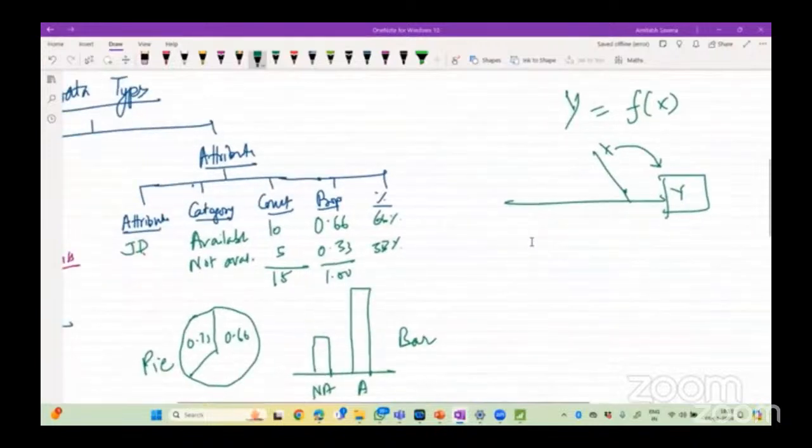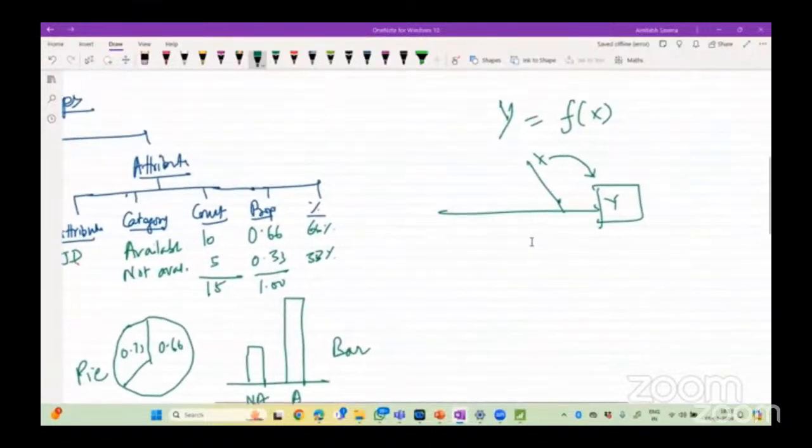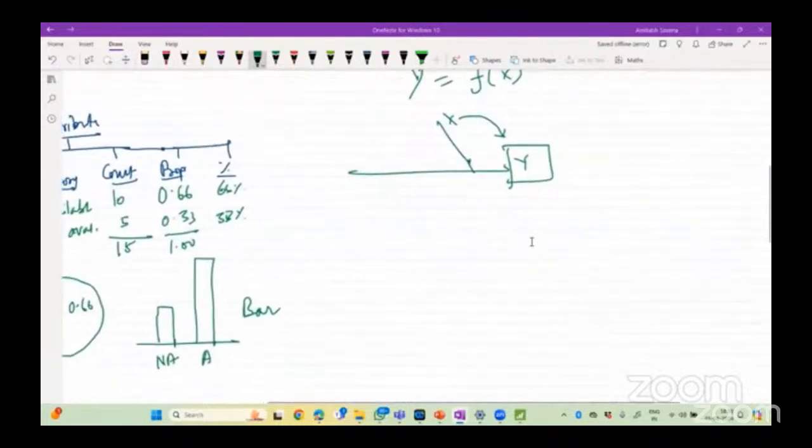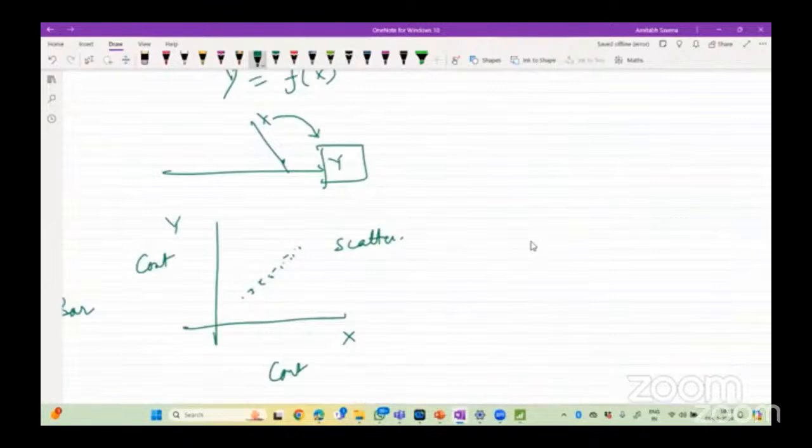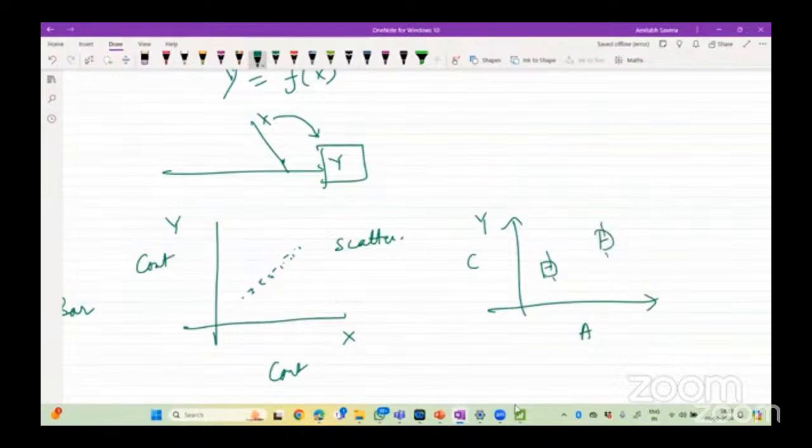So now we are investigating y is a function of x, meaning is x affecting the y. Now whenever one of them or both of them are continuous data, like this is continuous and this is also continuous, I can use scatter plots. And when one of them is attribute and one of them is continuous, like this is continuous and this is attribute, I will use box plots. Okay. So let me demonstrate that.